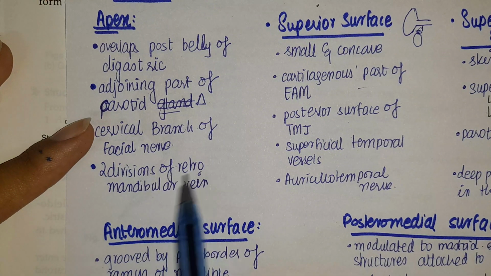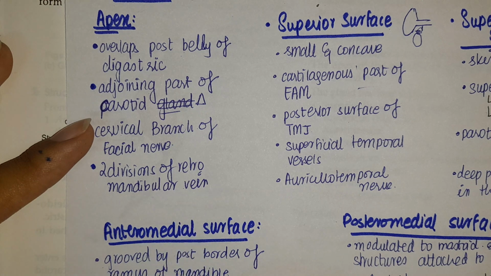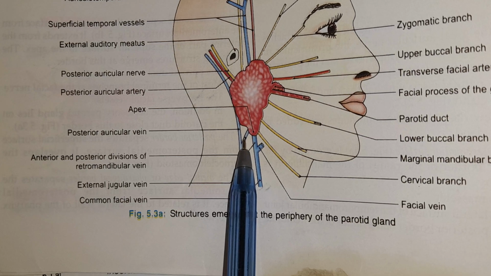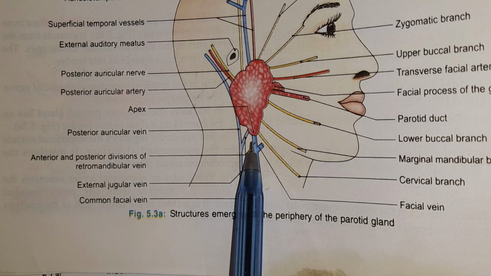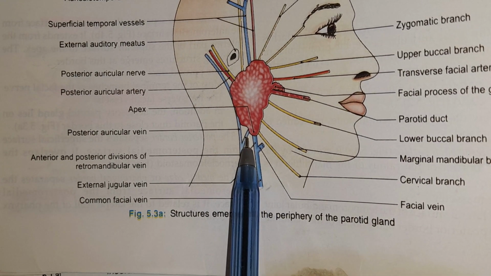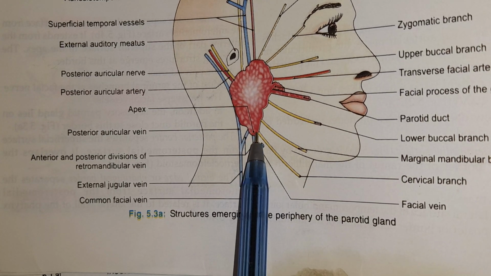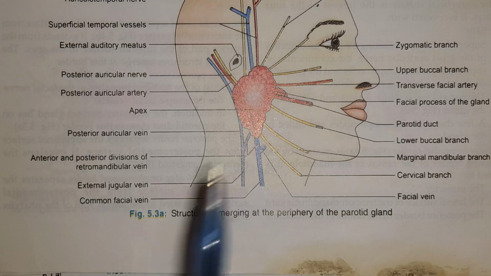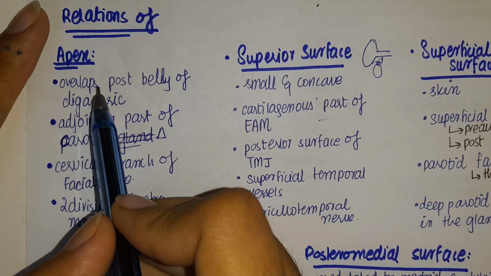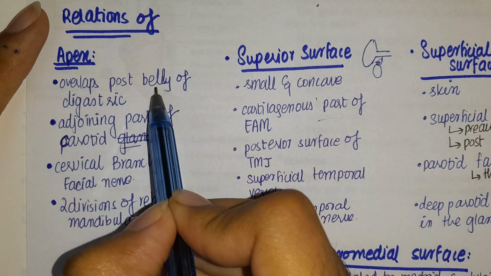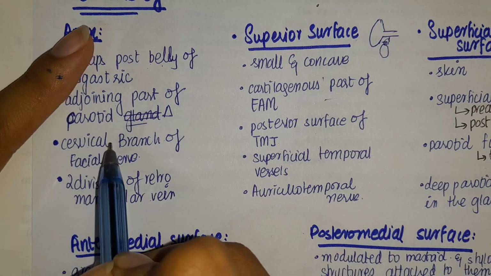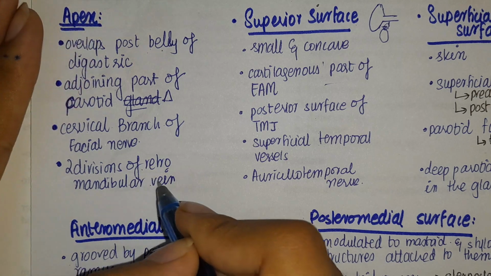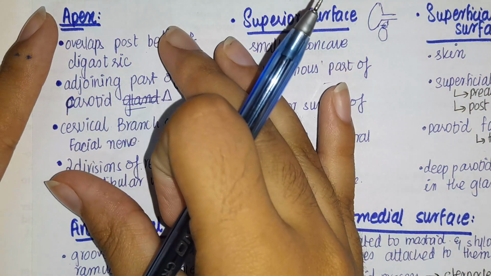Last relation is the two divisions of the retromandibular vein. Now in this diagram you can see here is the apex, and in the apex you can see the anterior and the posterior divisions of the retromandibular vein which are coming from the apex. Also we have the cervical branch of the facial nerve that is coming out from the apex. So this is how we discuss the posterior belly of the digastric muscle, the carotid triangle, the cervical branch of the facial nerve, and the anterior and posterior divisions of the retromandibular vein. With that, we are done with the relations of the apex.